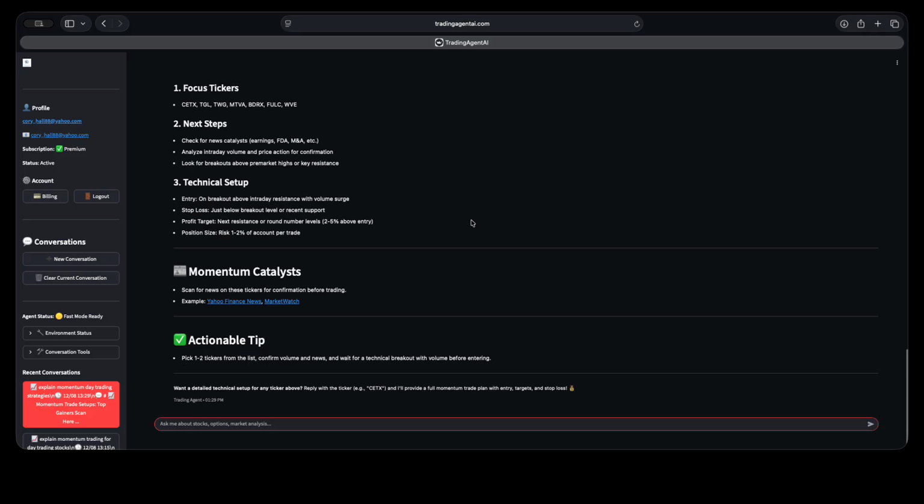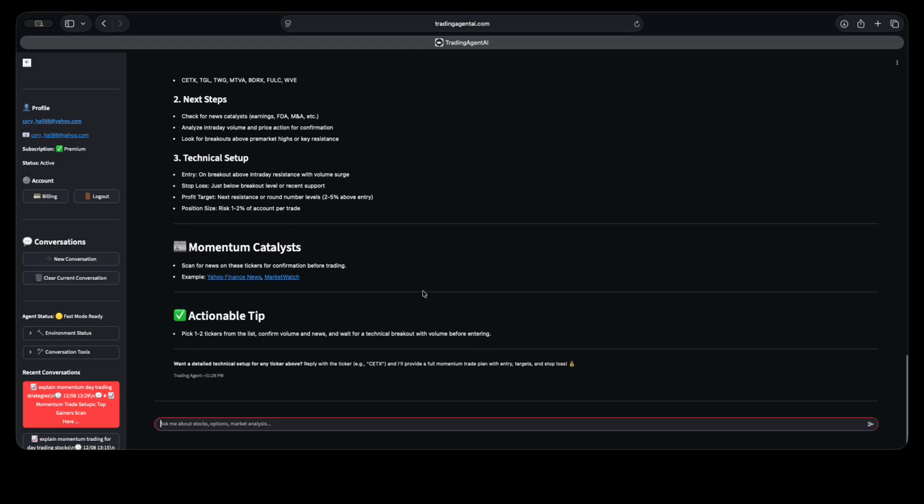And then your technical setup is your entry on a breakout above intraday resistance with a volume surge, with a stop loss just below the breakout level or recent support. The profit target is going to be your next resistance or round number levels, 2 to 5% above entry. For position size, you're going to risk about 1 to 2% of your account per trade. And the actionable tip is pick 1 to 2 tickers from the list, confirm volume and news, and wait for a technical breakout with volume before entering.